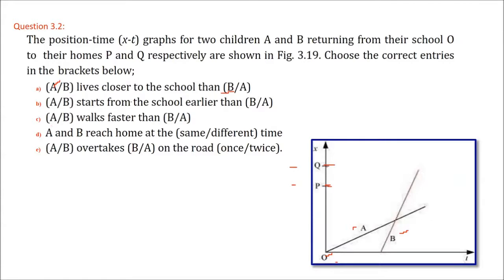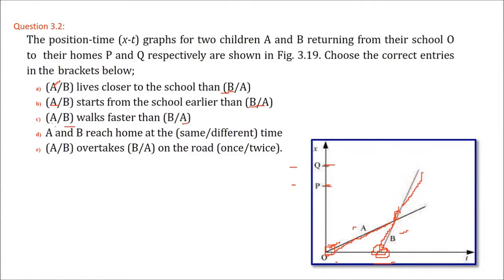Then, A/B starts from the school earlier than B/A. Here A starts at t equal to 0, but B starts afterward, after some time. So A starts from school earlier than B. A/B walks faster than B/A. By the time A has reached here, B, although he started later, has crossed or reached the house. He is walking faster.